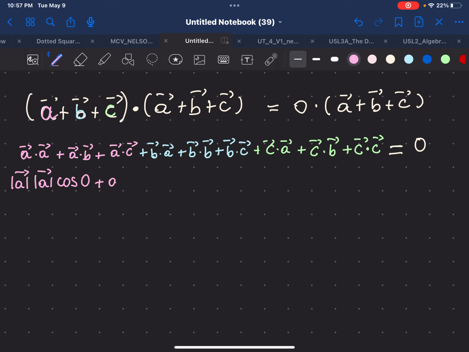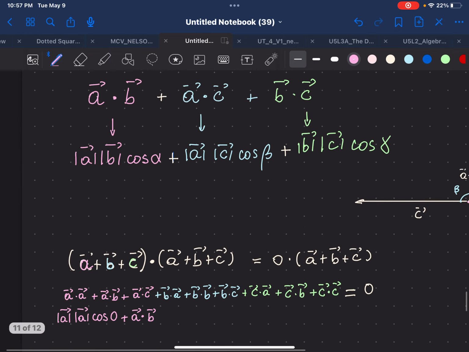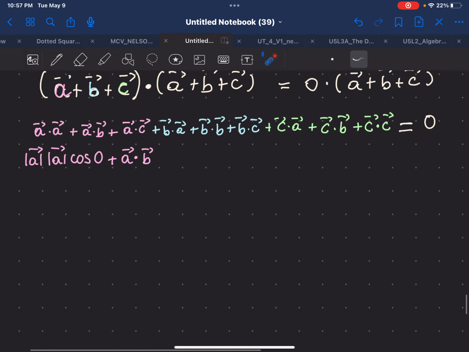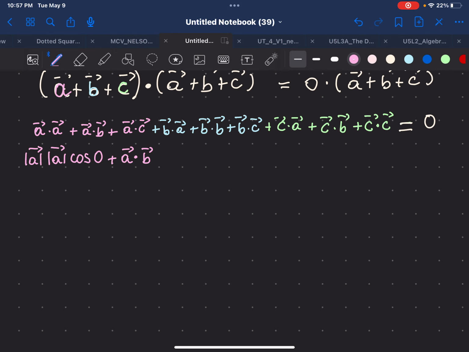And then we have the next term, a dot b. We are not going to apply the dot product formula here, because we want to keep a dot b in the expression, since that's what we are trying to isolate or find the value of. So a dot b stays as is, and then plus a dot c. Here go the first three terms.